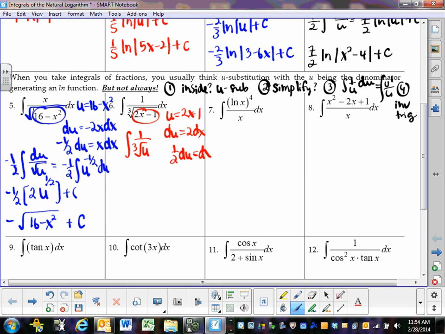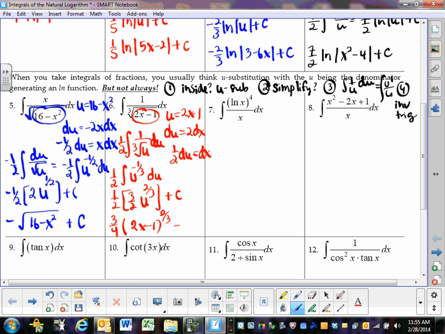Similarly, for number 6, my u is definitely an inside part. So that means if I choose my u to be 2x minus 1, I already have 1 over the cube root of u. So now we have to substitute dx. So du is 2 dx. So 1/2 du goes into dx. I have 1/2 du.